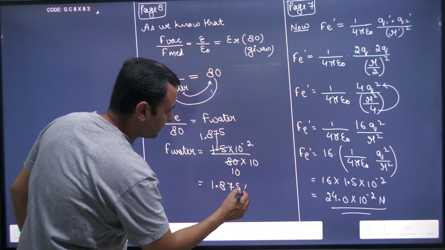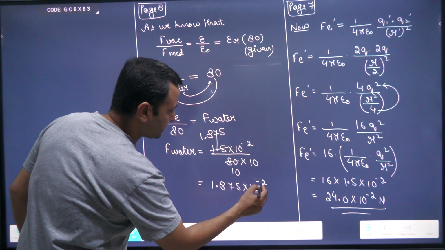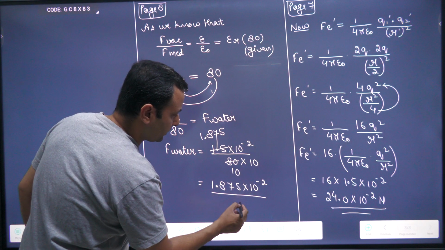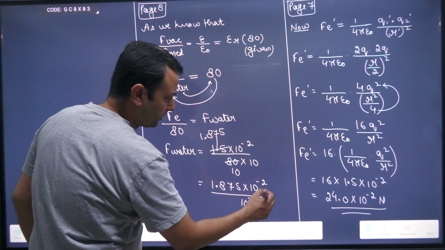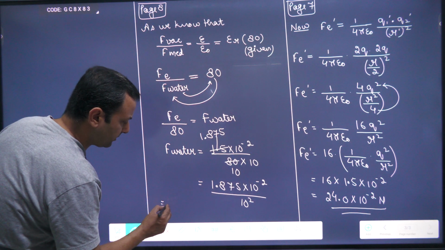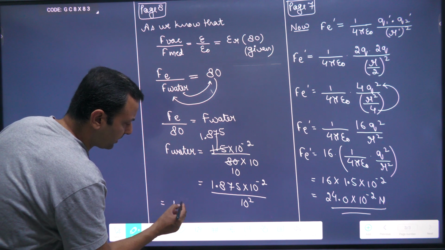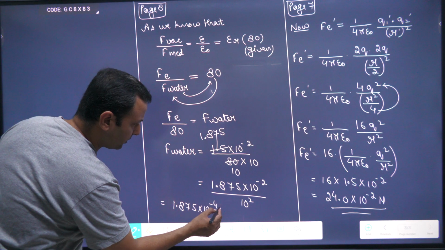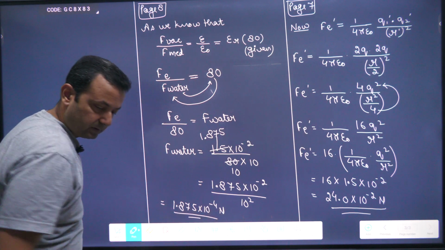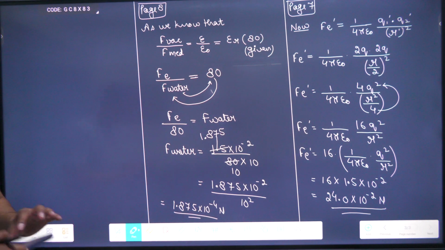1.875 into 10 to the power minus 2, and we have 10 into 10. 10 multiplied by 10 means 10 to the power 2. So it will come onto the numerator, it will become 10 to the power minus 4. So 1.875 into 10 to the power minus 4 Newton. Now tell me, is it clear to you? Yeah.